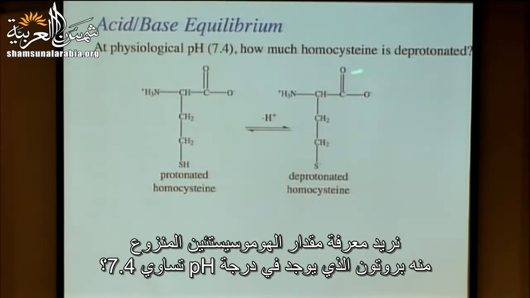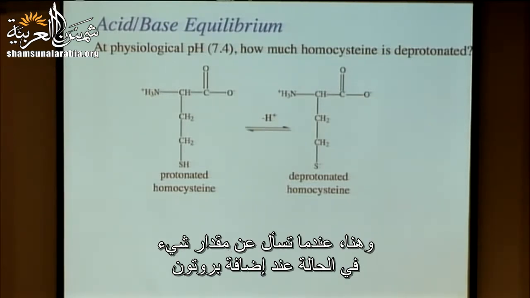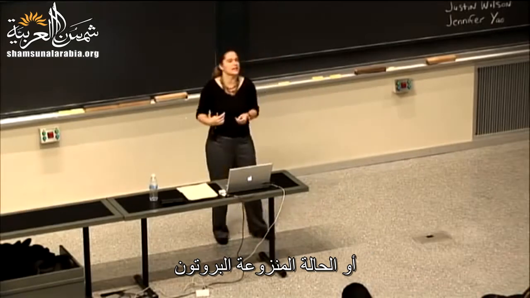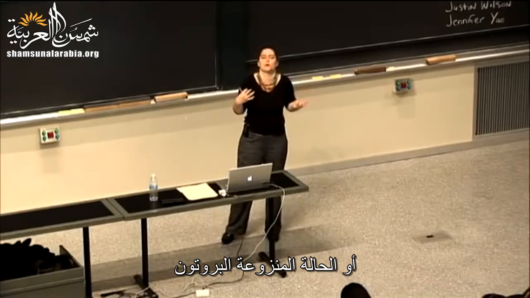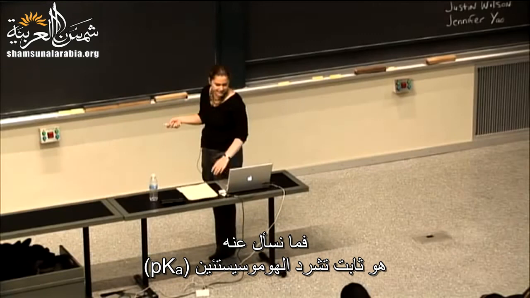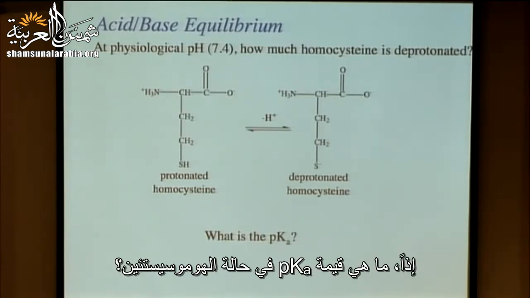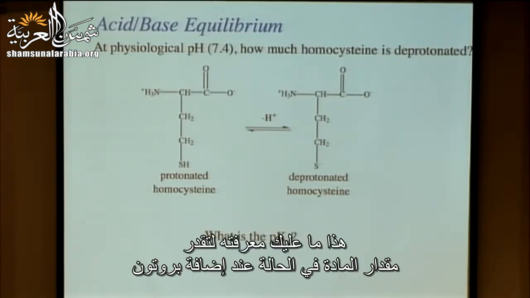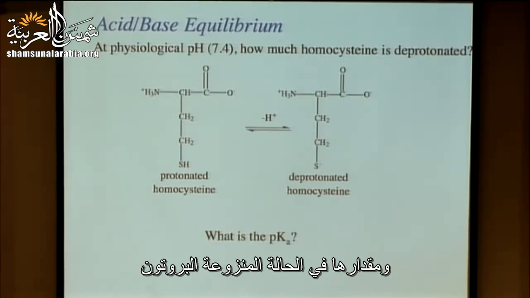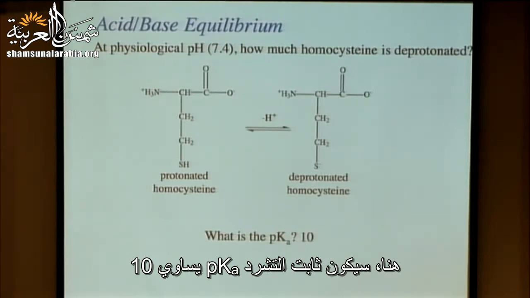So we want to know at physiological pH 7.4, how much of the homocysteine is deprotonated? If you're asking how much of something is in a protonated state, how much is in a deprotonated state, what you are asking is, what is the pKa of homocysteine? That's what you need to know to figure out how much would be in the protonated state and how much in the deprotonated state. So here, the pKa is 10.